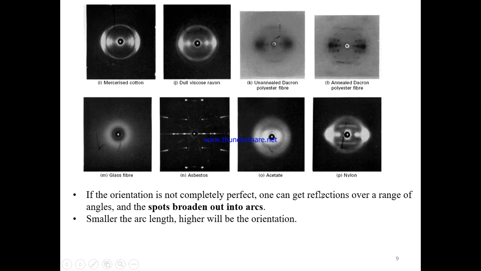You can see the molecular orientation of acetate and nylon. If you compare, the molecular orientation is better in nylon because the arc length is smaller than that of the acetate fibers. In the case of glass fiber, you can see there is no arc. Only central brightness is visible, but no bright arc is observed because glass fiber is a highly amorphous fiber. In this way, one can interpret the molecular orientation of the fiber by observing the diffraction spectra of the fiber sample. Thank you, happy learning.